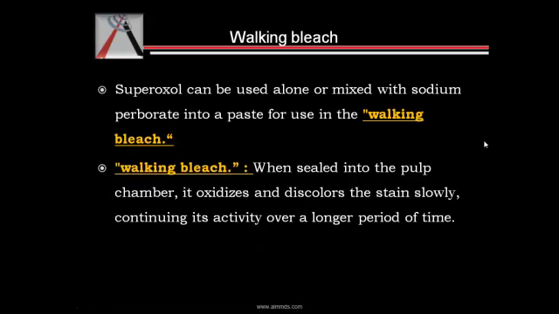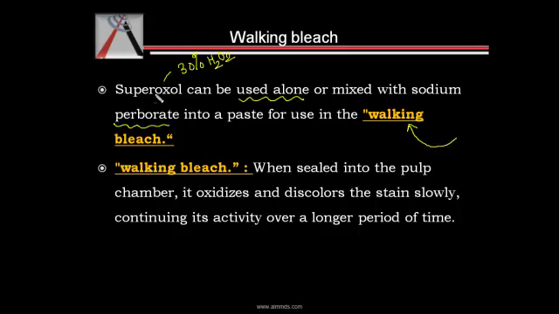Next, we'll be talking about walking bleach. So, just now we have discussed the three main bleaching agents, that is hydrogen peroxide, sodium perborate, and carbamide peroxide. Next, we'll be talking about the walking bleach. Now, the superoxole is nothing but 30% hydrogen peroxide by weight. It can be used alone, or it can be mixed with sodium perborate into a paste that is called as walking bleach.